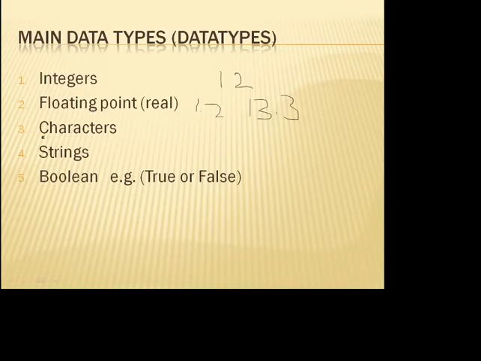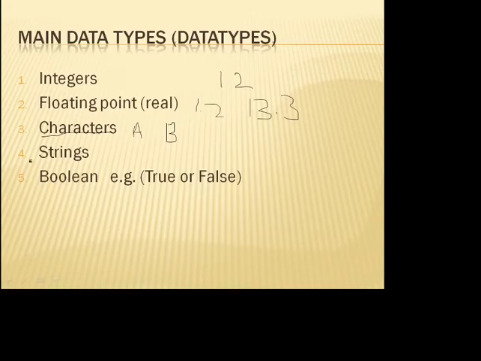The next data type is what we call characters, and these are practically letters of the alphabet or symbols or anything that is non-numeric. Just remember that. So for instance, we have A is a character, B is a character, etc.